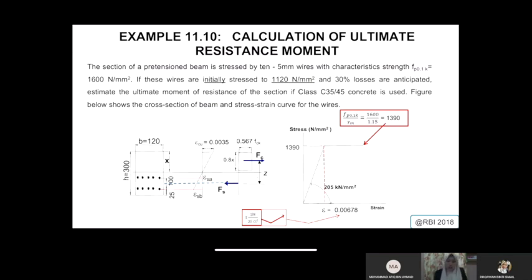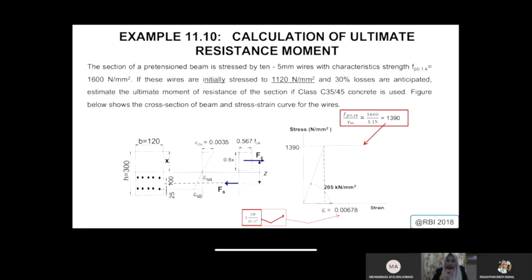Calculation of ultimate resistance moment. So we have one section of pre-stress beam, a pre-tension beam, which is provided with 10 5 mm wires with characteristic strength, which is the proof stress, of 1,600 Newton per mm square. If this wire is initially stressed to 1120, what does it mean? It means that the pre-stress force is 1,120 MPa, and the losses, which is the K, is 30%. Estimate the ultimate moment resistance of the section.